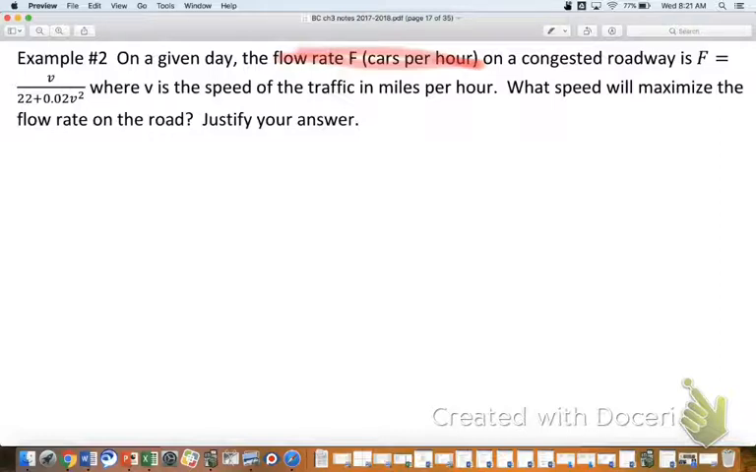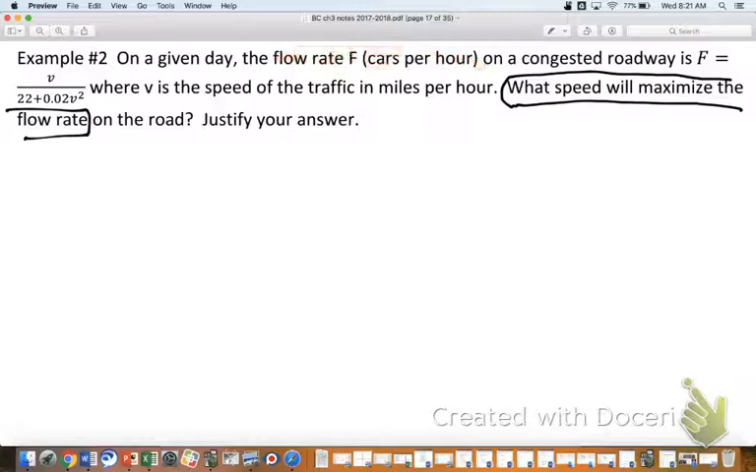It says, what speed will maximize the flow rate? So we are trying to maximize flow rate. And here's the trick: we're actually trying to maximize a rate. Even though we were given a rate, we're still going to have to find a derivative. We're still going to have to calculate the derivative ourselves. So this one can be a little bit tricky from that perspective.